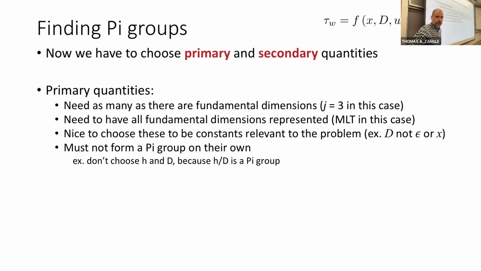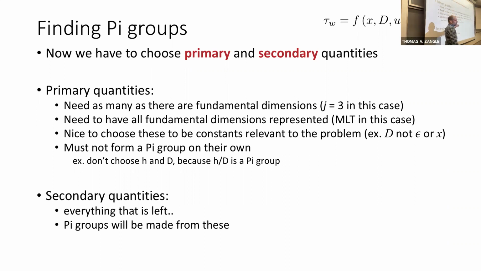So those are our rules for primary quantities. Secondary quantities are going to be everything that's left. All of the variables that are left in the problem are going to be our secondary quantities, and we're going to use each one of these to make our actual pi groups. So we have 1, 2, 3, 4, 5, 6, 7 variables in this problem. We have 3 fundamental dimensions, mass, length, and time. So we know we're looking for 4 pi groups. Those 4 pi groups come from these secondary quantities.